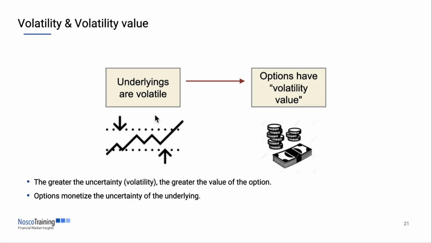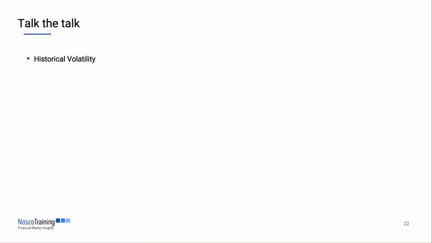And as soon as it has a dollar value, you can trade it. Now you can trade volatility. If you think volatility is going up, buy options. If you think volatility is going down, sell options. More or less, right? It's a little bit more tricky, but that's actually what we mean by volatility value. How much more value the option gets due to the fact that the underlying is volatile.